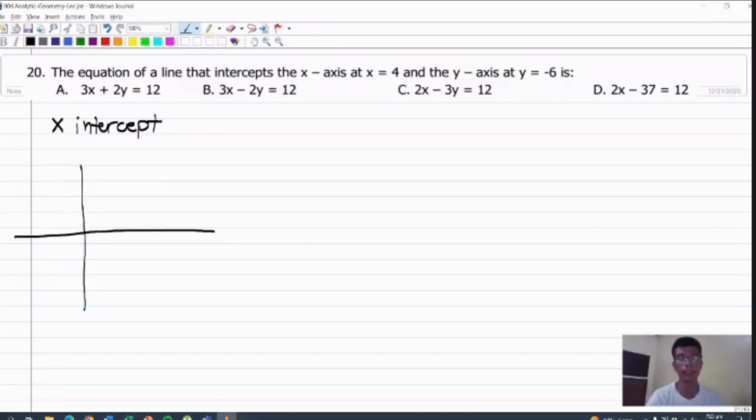So, meron daw tayong line. So, this is the xy plane, the Cartesian plane. Meron tayong line, hindi pa natin alam kung saan siya papunta. Pero alam natin na yung line ay nag-intersect kay x-axis na kung saan ayan daw ay equal to 4. So, meaning, di ba kapag dito, meron lang value si x na 4, and yung y natin, dahil nasa x-axis yan, is 0.